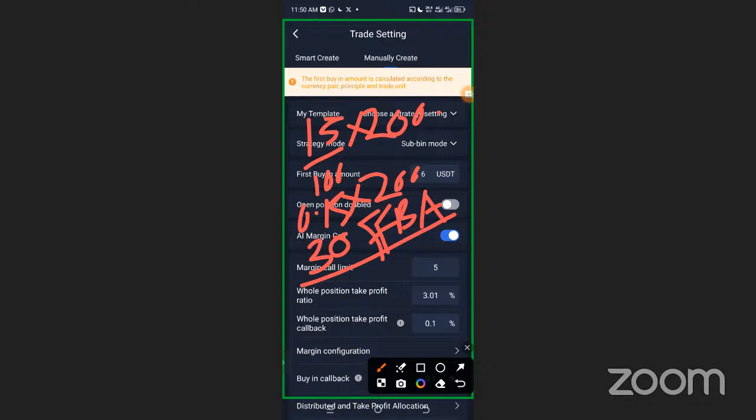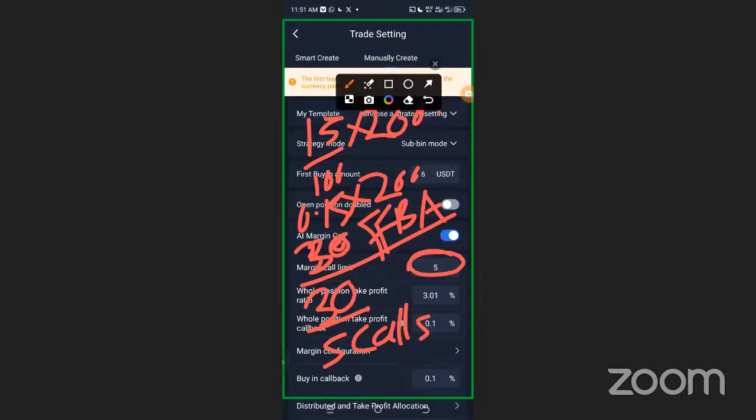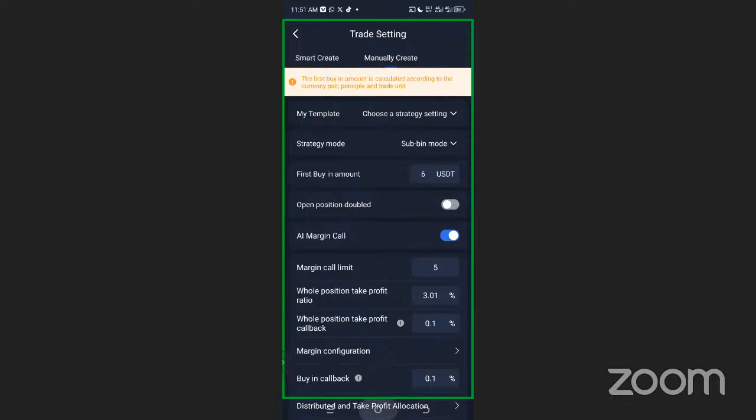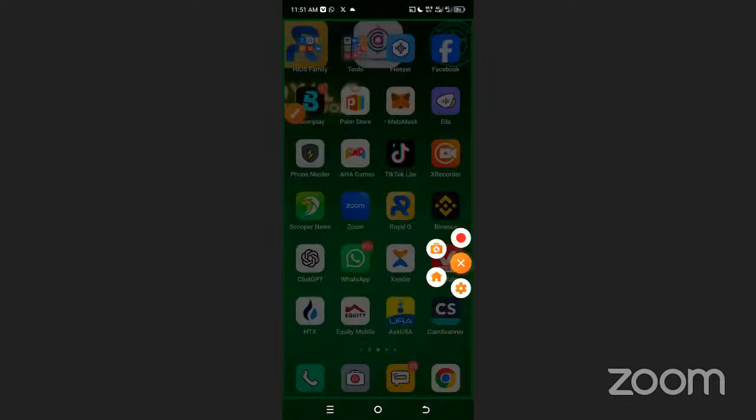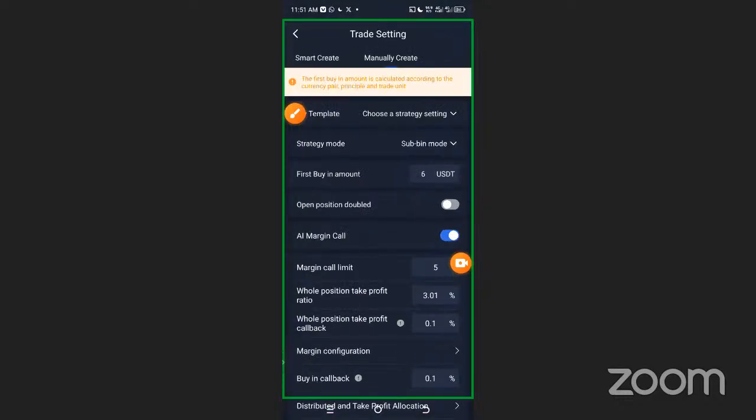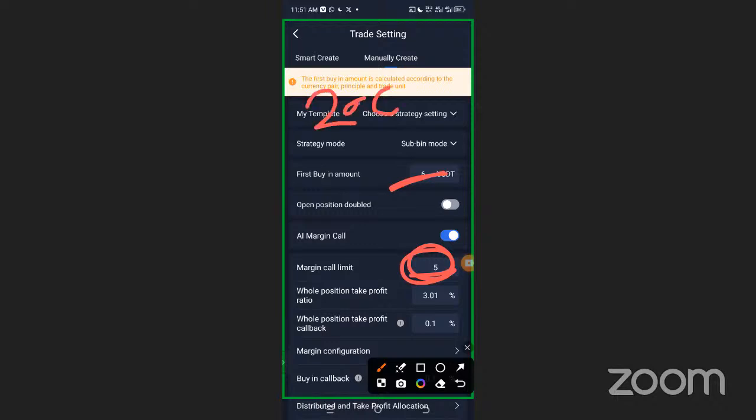Then the robot, after buying using the $30, we are going to divide 30 by 5. 5 is the number of margin calls, which is here. If you divide 30 by 5, you are going to get 6. 6 becomes your second first buy in amount. That's why we changed from 30 to 60, so that the robot can buy the margin calls with our remaining money.